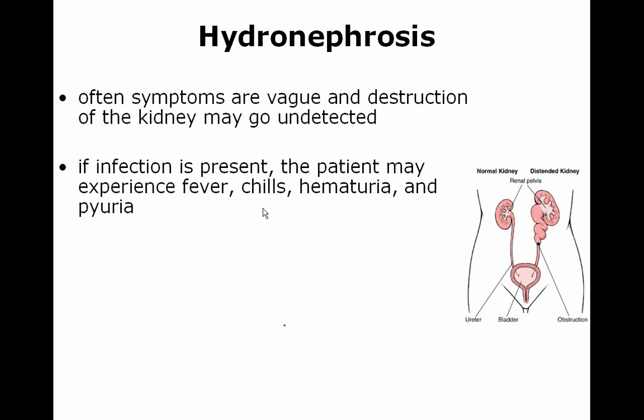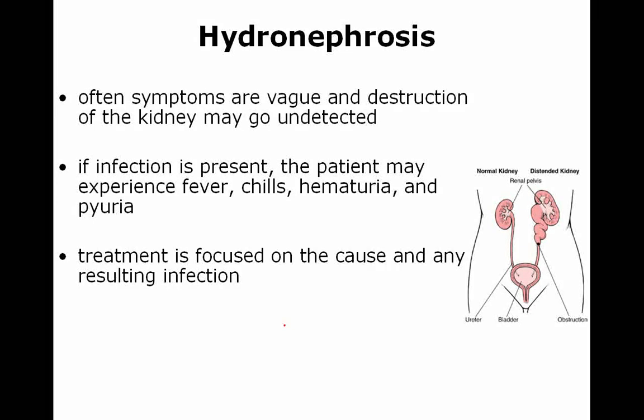So symptoms are not always clear. If infection is present, then the person is going to have the signs and symptoms of infection, like fever and chills. They may even have pyuria, the pus showing up in the urine, and may even have some degree of hematuria, but it may be microscopic so that the patient doesn't notice it, and it would only be detected on urinalysis. Treatment for the hydronephrosis is going to be focused on the cause, and of course any antibiotics for the resulting infections.